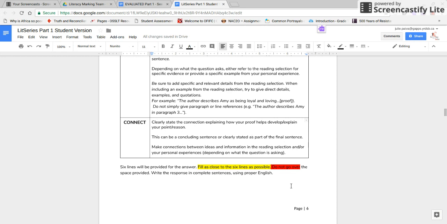So the key thing is when you're coming up with those 3 things, that point, proof, and connection, you're going to do it in 6 lines. And if that means it's only 2 sentences, that's okay, as long as you do the PPC. All right, as long as you have those 3 things.